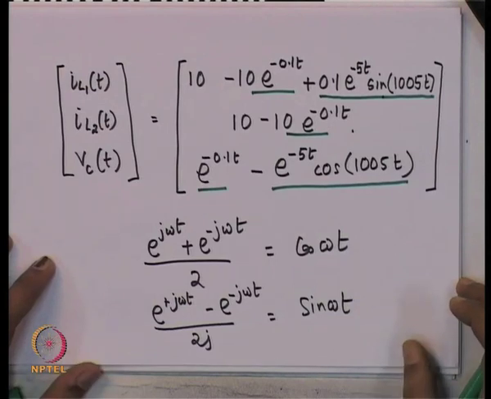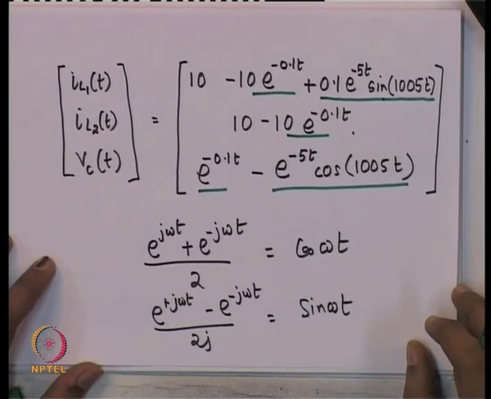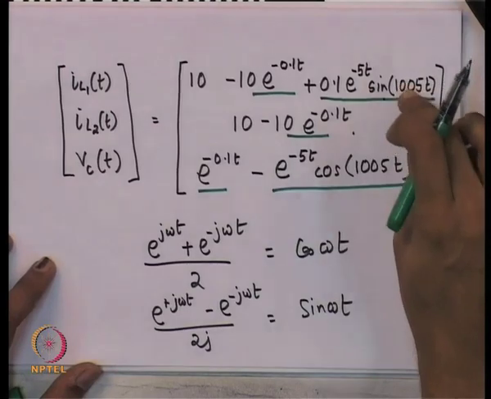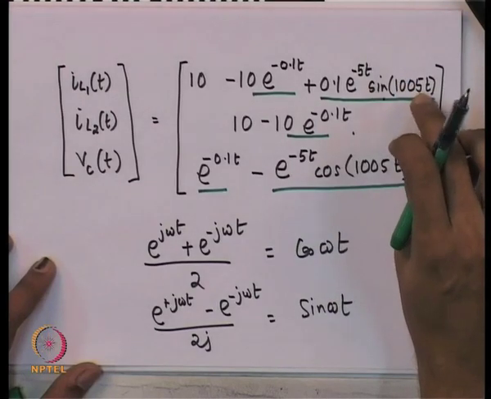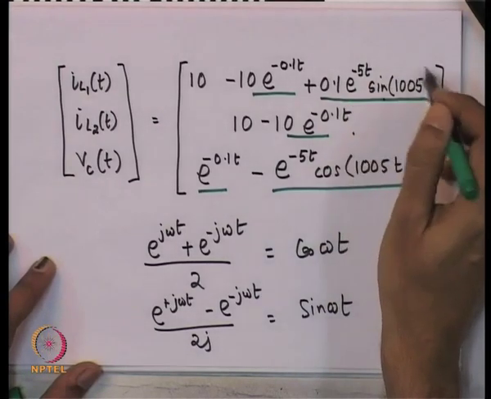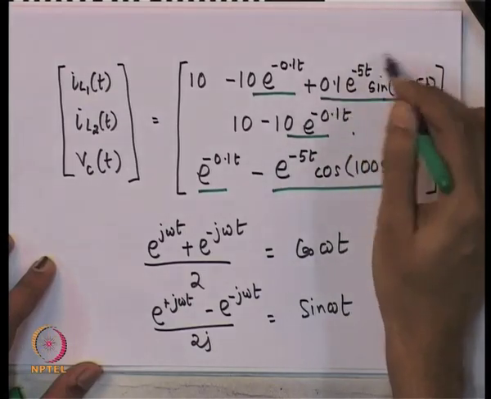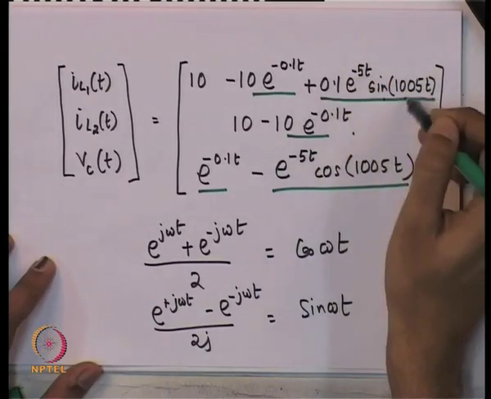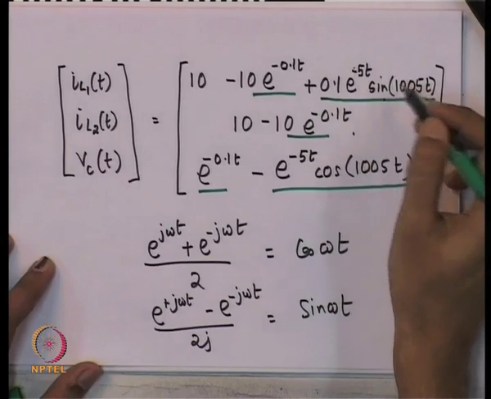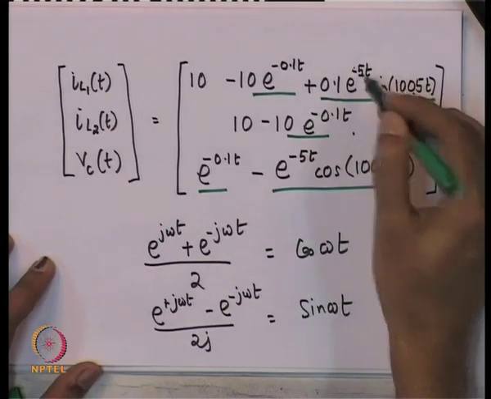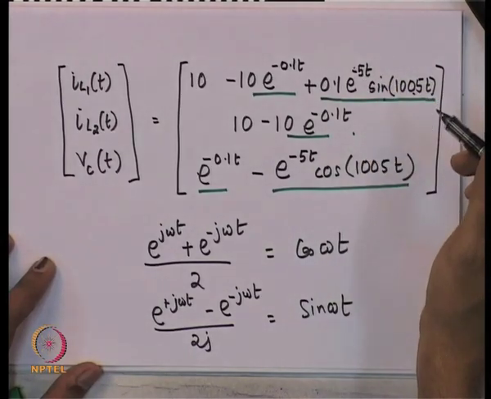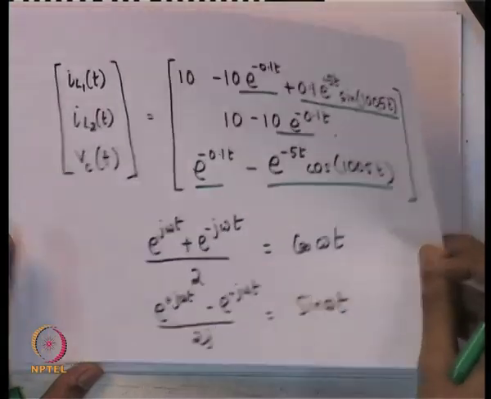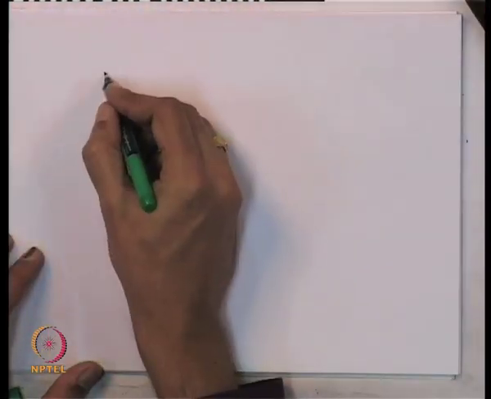Now, one of the important things which we can see here is that this particular transient is associated with a high rate of change. If you look at the real part as well as the imaginary part, or rather the frequency as well as the rate of decay, they are quite high. So, we will redraw this circuit.